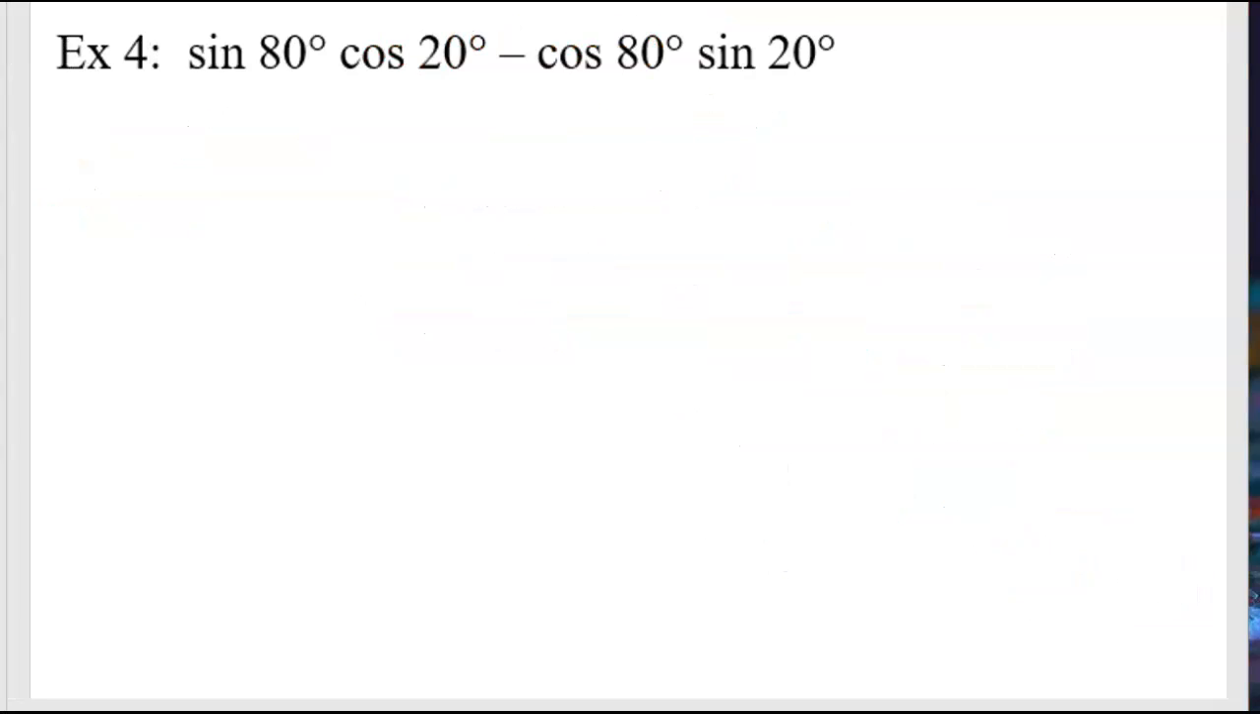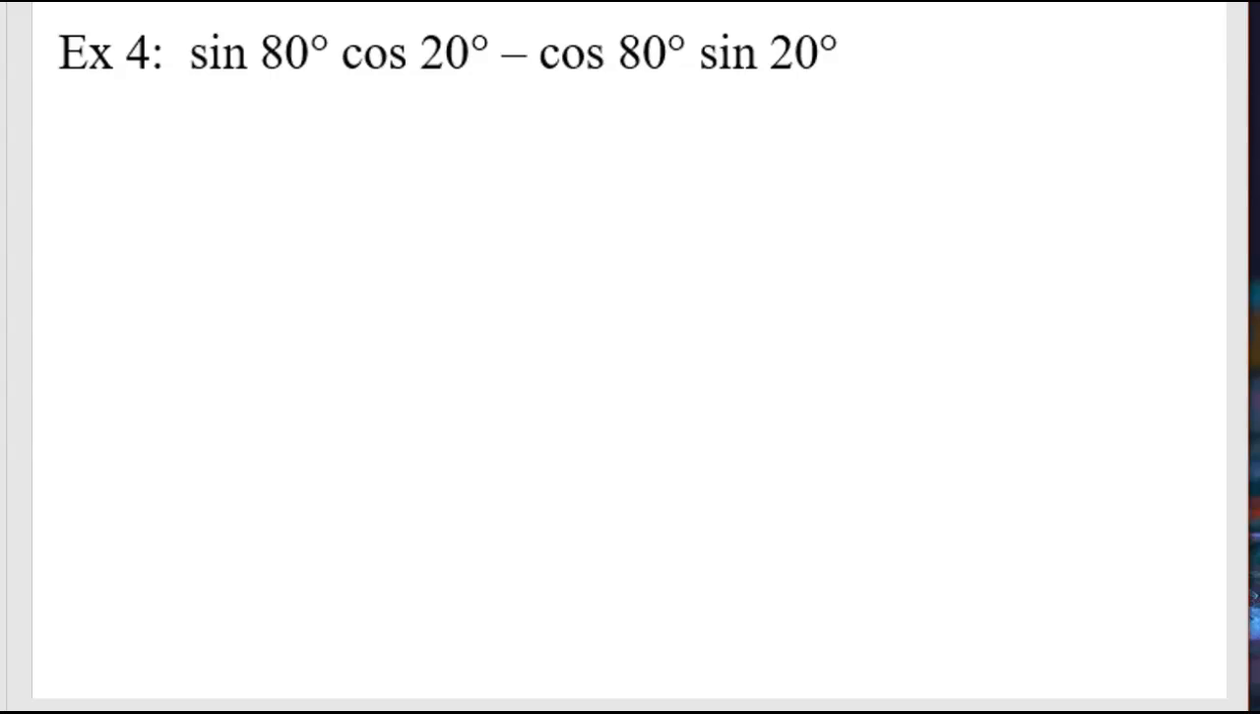Now we can also use these formulas in the other direction. I have no idea what sine of 80 degrees is. I could do that in the calculator and find a decimal approximation. That's no good. Same thing with a trig function at 20 degrees. But I'm looking at 80 and 20, and I'm thinking I know what 80 minus 20 is. 80 minus 20 is 60. So if I can rewrite this as sine or cosine of 80 minus 20, that would be fantastic.